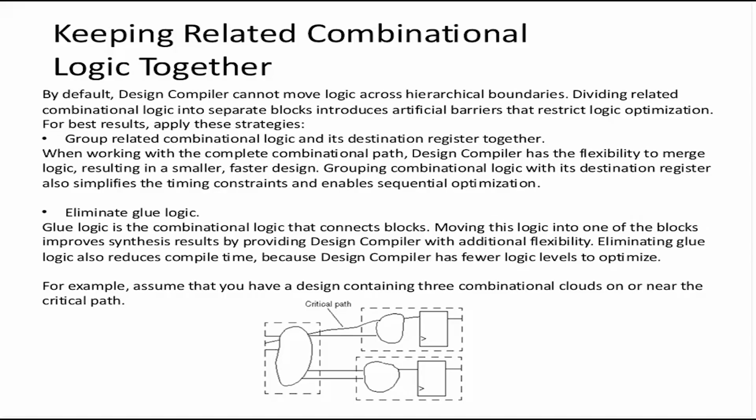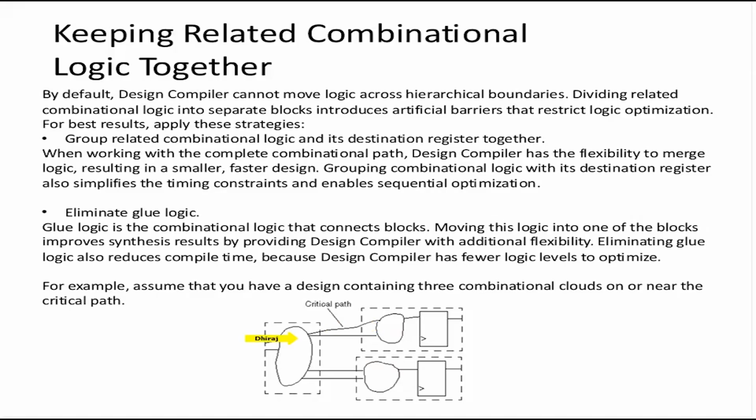So now let's look at this figure. You have these three boundaries, three designs. The dotted line here tells us what the module definitions are. Now see, this is a critical path. Critical path means it is highly critical. That is, this is the path that has maximum delay.